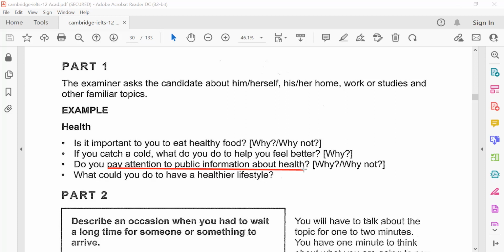Now, I imagine TV or newspaper or hoardings. So you should say, yes. Generally, when I travel, I keep looking at those hoardings where there are ads by the government and in public interest.